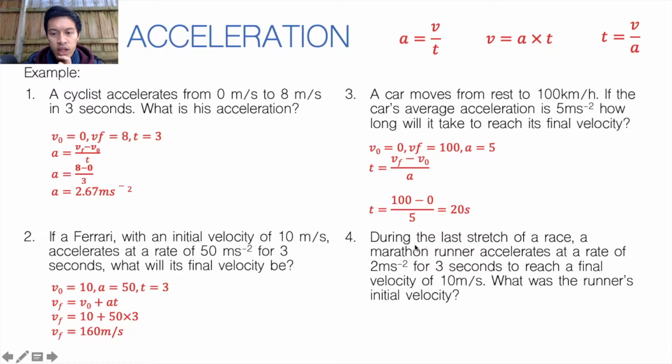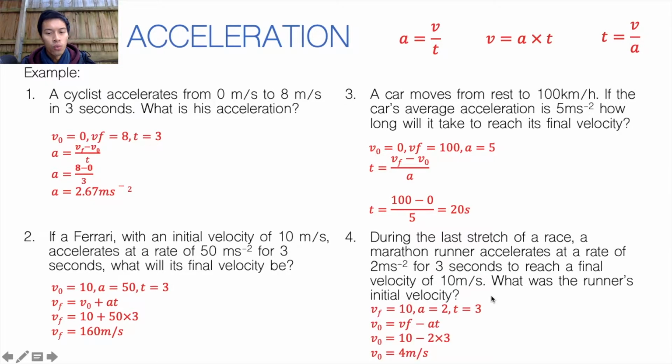Now, last question. During the last stretch of a race, a marathon runner accelerates at a rate of 2 meters per second squared for 3 seconds to reach a final velocity of 10 meters per second. What was the runner's initial velocity? So once again, what's the question asking for? Well, the runner's initial velocity. So it's looking for the initial velocity, or V0. So we're going to use the V0 formula.